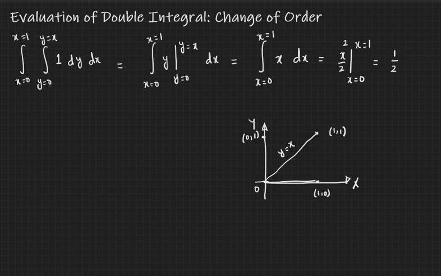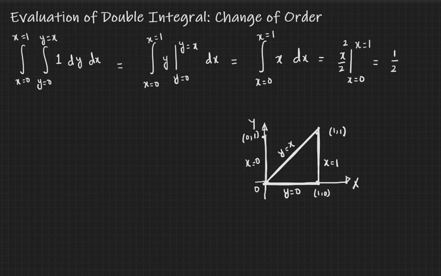will be the equation y equals x, and this line would be y equals 0. This line would be x equals 1, and this line is x equals 0. So the region bounded by these four lines, x equals 0, x equals 1, y equals 0, and y equals x, is this triangle.